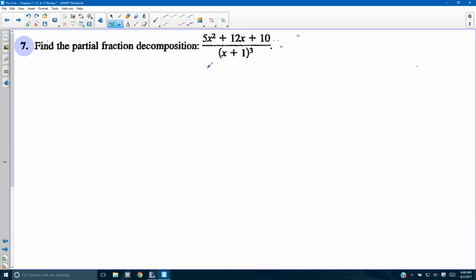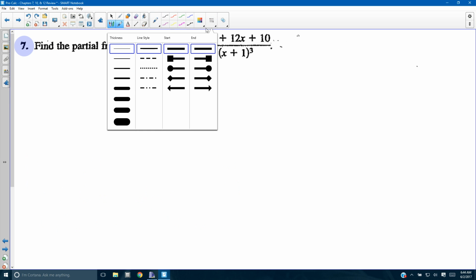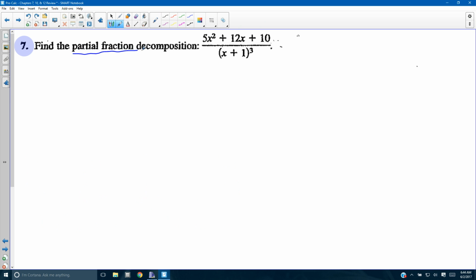Okay, number 7, find the partial fraction decomposition of 5x squared plus 12x plus 10 over (x plus 1) cubed. Partial fraction decomposition is referring to this thing possibly being a culmination of 3 split fractions. I'm saying 3 because of how I can split this factorization up: 3 fractions that didn't have common denominators to begin with.